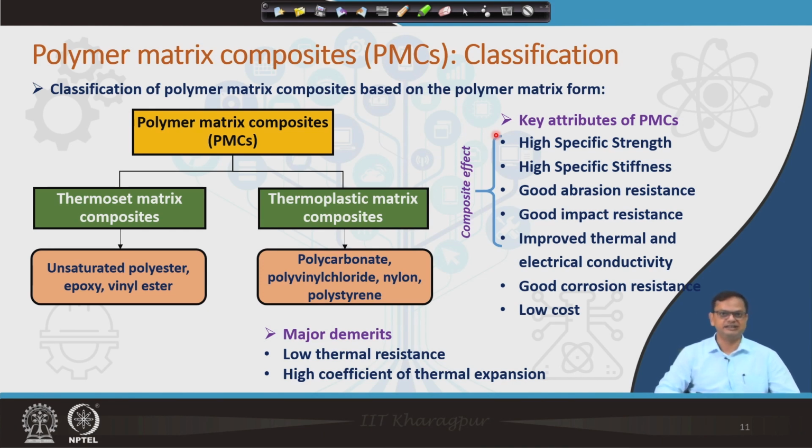Abrasion resistance and impact resistance increase, and polymers are by nature generally bad conductors of heat and electricity, but you can reinforce with certain materials, and that could improve the thermal and electrical conductivity. Obviously, most polymers have good corrosion resistance, and finally it is low weight, and definitely the cost is also low. So, there are a lot of different applications where these are used, but you cannot use them at high temperatures because of their low thermal resistance and high coefficient of thermal expansion.